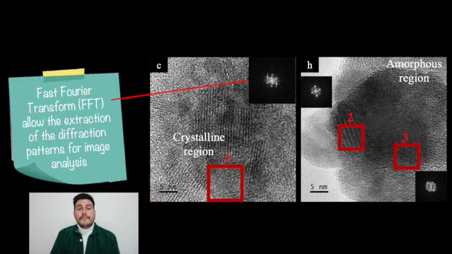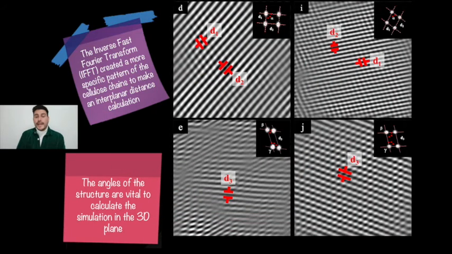In the third row, we can see that the cellulose nanoparticles have characteristic crystalline regions that are common in this kind of material when they are obtained from an isolation. And we can see that these particular crystalline regions have a very well-defined Fourier transform. With the inverse of the fast Fourier transform, we can create a more specific pattern in which the cellulose chains are more clean, and we can make the calculations very easily.